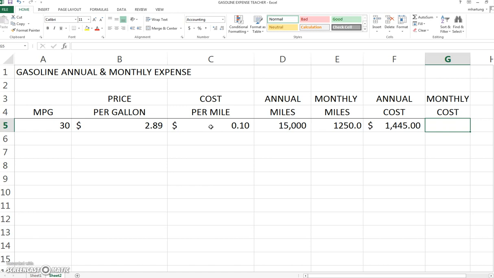Now your monthly cost. How would you do that? Monthly miles? That's right. Monthly cost is monthly miles times cost per mile. $120 a month.